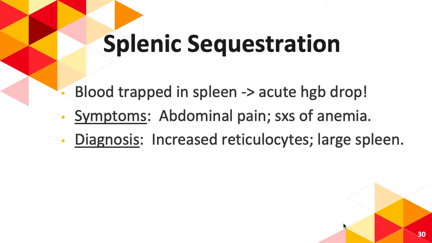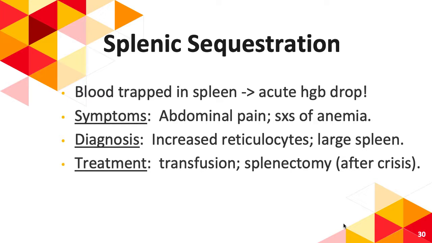How do you diagnose this patient? So this is going to require you to realize that something's going on in their spleen. They may have tenderness in their abdomen. They may have a large spleen. They may have increased reticulocyte counts. And again, if they have low reticulocyte counts, maybe the cause of their anemia is something else, like an aplastic crisis.